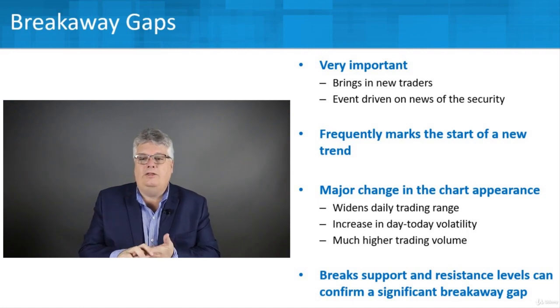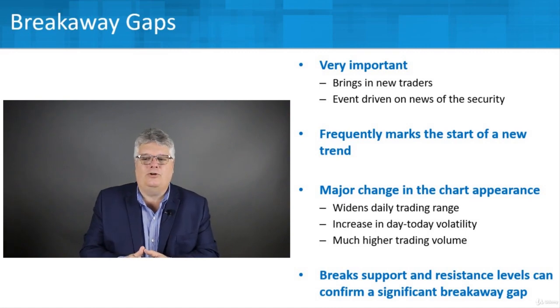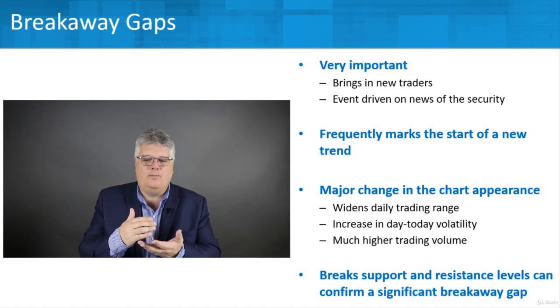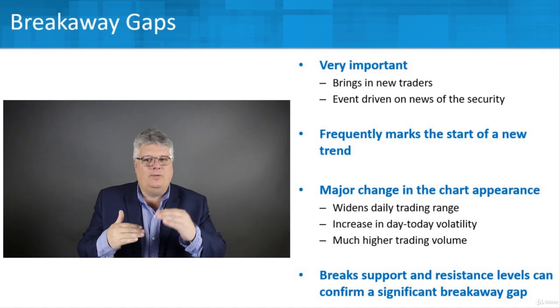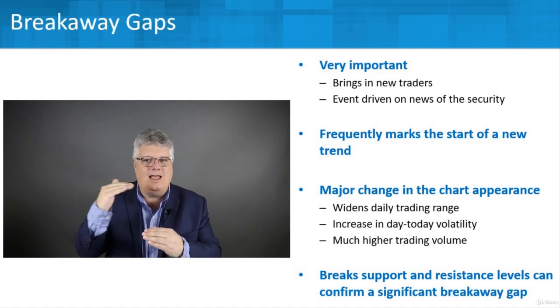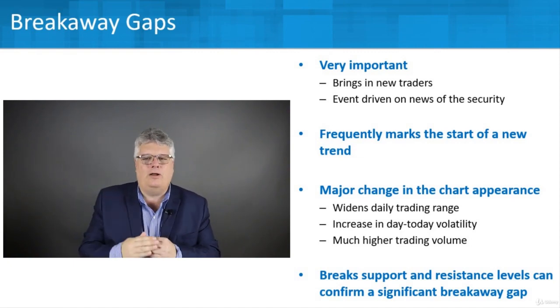You might see that the daily trading range, the high-low, starts to widen. You might see an increase in in-day volatility, with lots of things being sold high and low all throughout the day. And also, the much higher trading volume we mentioned are good indicators that a breakaway gap is occurring. It's actually going to break through support and resistance levels, which can help confirm a significant breakaway gap. Support level would be like low prices and resistance would be high prices, and somehow it's breaking through this trading range of prices, and that's why we call it a breakaway gap.